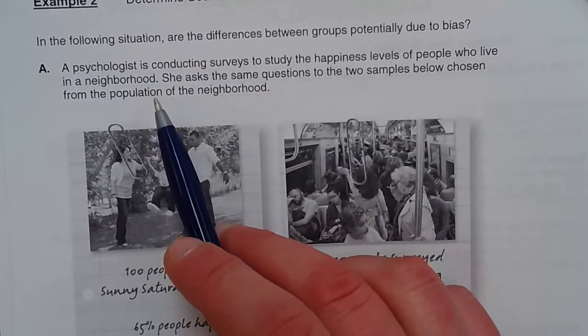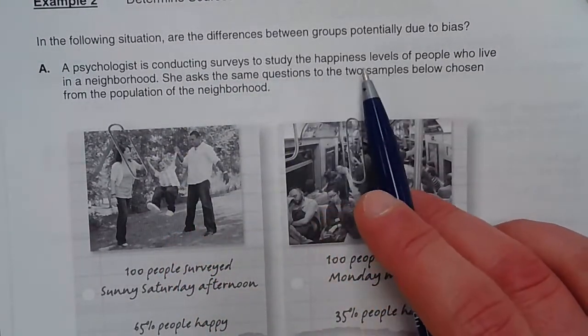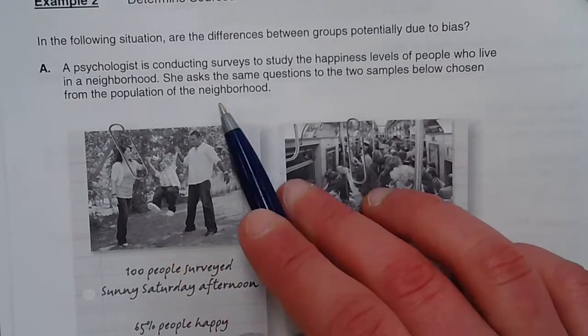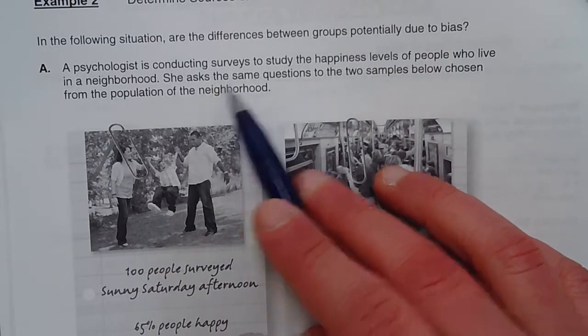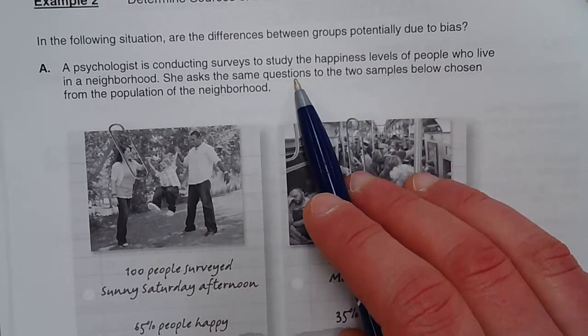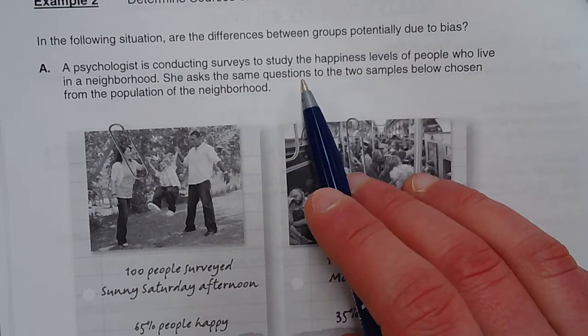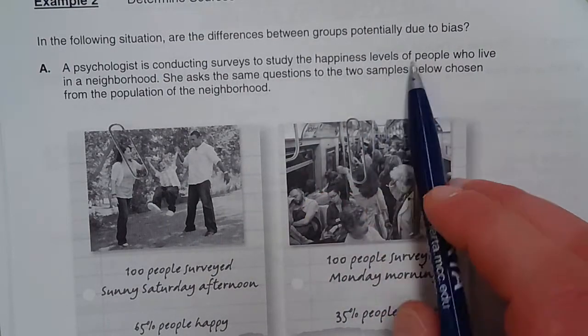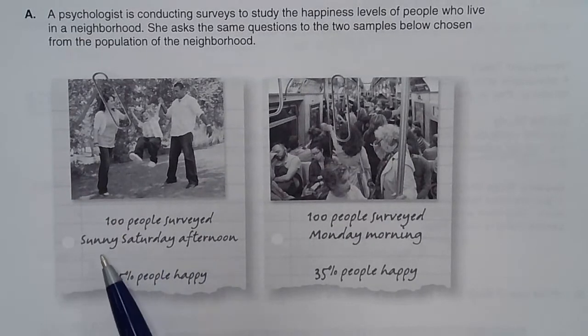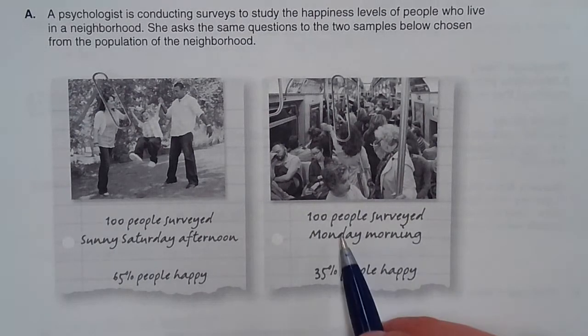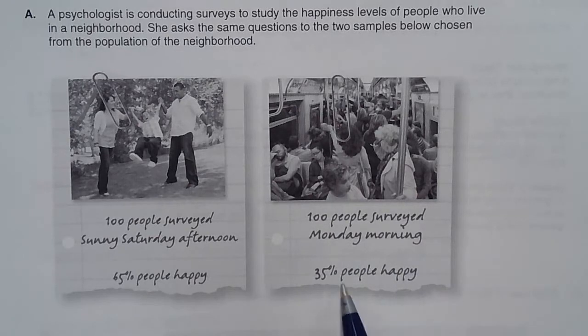So this says, a psychologist is conducting surveys to study the happiness levels of people who live in a neighborhood. She asked the same questions to 2 samples chosen from the population of the neighborhood. So asking the same questions, that's important. You shouldn't ask them different questions. That'd be a bad survey. She picked 2 samples. The key, though, is we look at who she sampled. So she sampled 100 people on a sunny Saturday afternoon, and 65% of those people indicated they were happy. She surveyed 100 people Monday morning, and 35% of those people were surveyed to be happy.